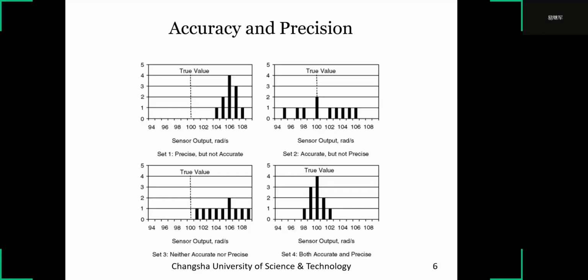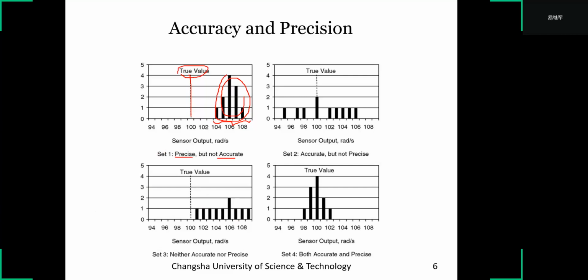This is the difference between accuracy and precision. This is the true value. If the measured values are here, but they are close to each other, we say this is precise but not accurate.